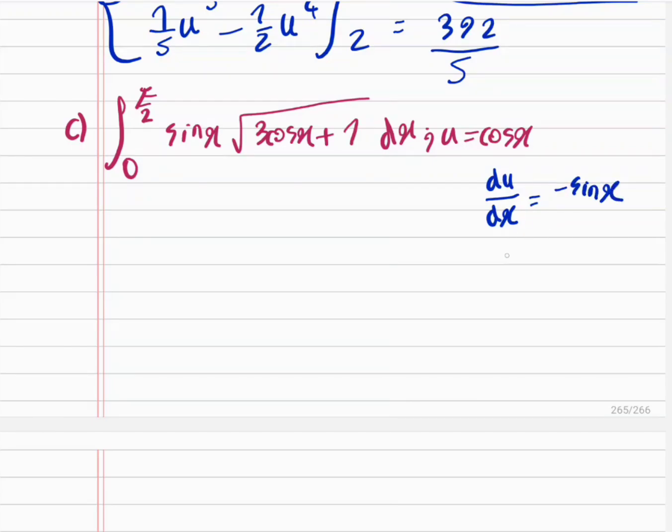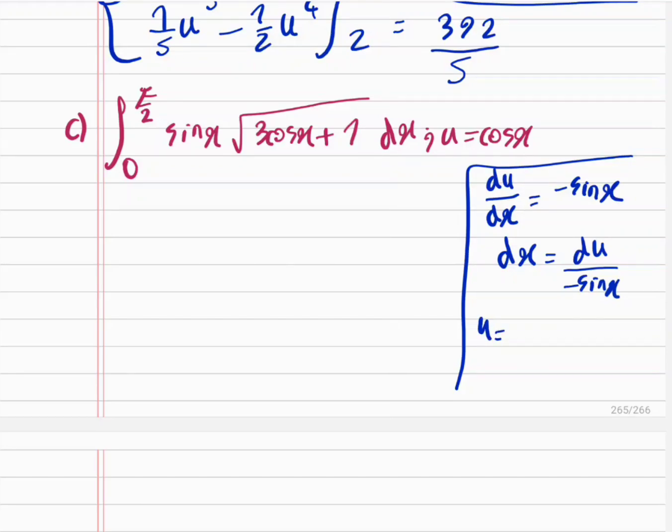Now we rearrange this and make dx the subject. So we'll have du over minus sin x. Also, we need to transform the bounds as well, because we are using substitution. So we want to know what's the value of u when x is equal to pi over 2 first. So cos of pi over 2 is 0. Therefore, u is equal to 0. And also when x is equal to 0, then u is equal to 1.